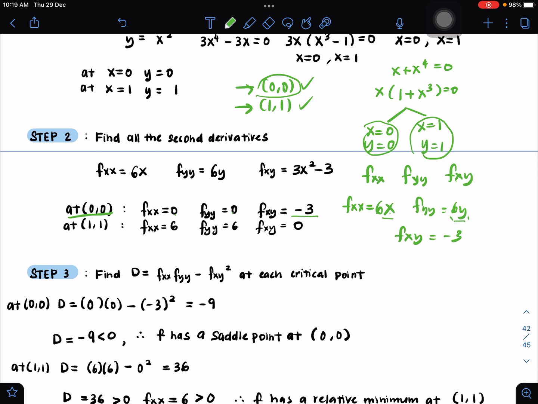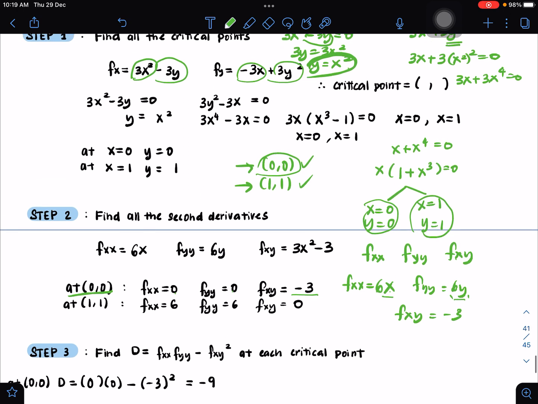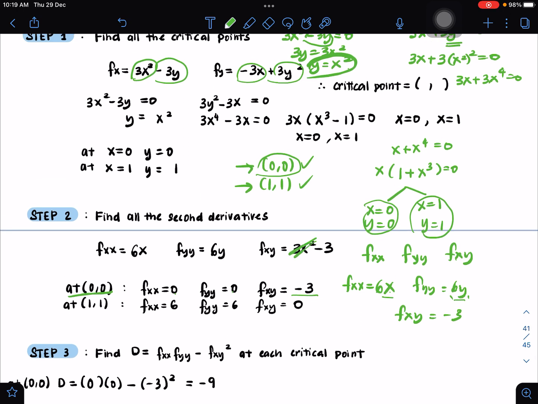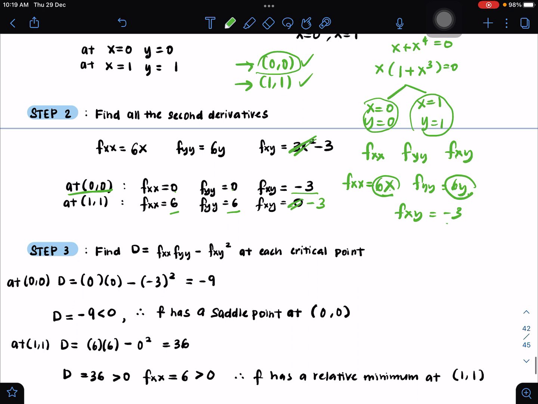Okay, bila kita punya point 1, 1, oh ni salah ni, negative 3. Okay, negative 3. Bila kita punya point 1, 1, okay, so kita gantikanlah 6 darab 1, so fxx kita 6. 6 darab 1, so fyy kita 6. Dan kita punya fxy masih lagi negative 3. Okay, so kita dapat dua benda yang berbeza.